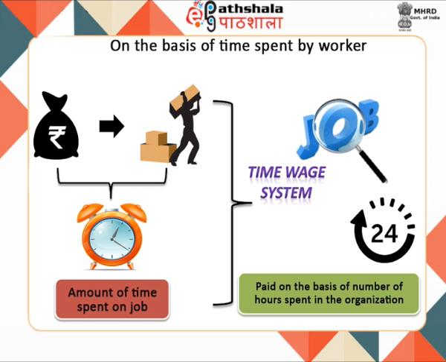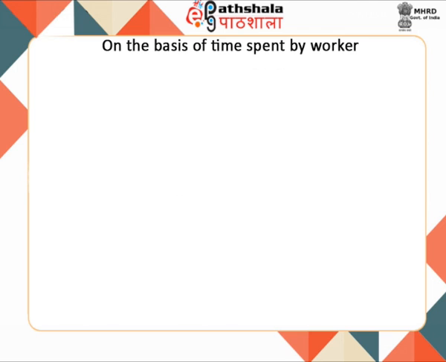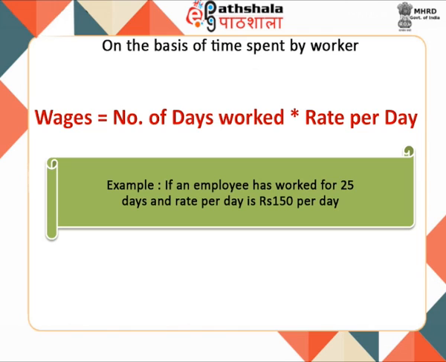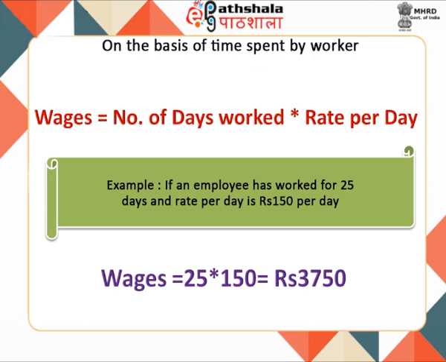Wages under this method can be determined as wages equal to number of days worked multiplied by rate per day. So if an employee has worked for 25 days and the rate per day is rupees 150 per day, then his wage bill will amount to rupees 3750, that is 25 multiplied by 150. There are various advantages of this method which will be discussed next.